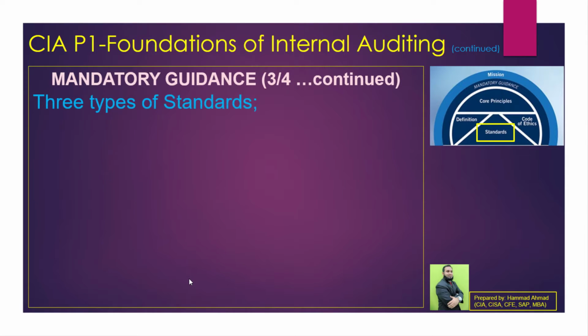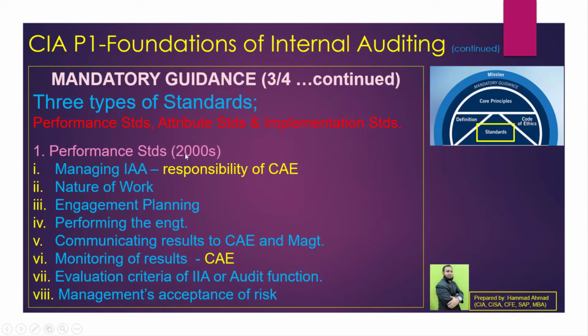The next thing is related to ISPP standards. The framework. There are 3 types of standards. The first one is performance standards. The second one is attribute standards and the third is implementation standards. All the performance standards have numbers starting from 2000. The performance standards deal with managing the internal audit activity, which is ultimately the responsibility of the Chief Audit Executive. And who is the Chief Audit Executive? The Chief Audit Executive is the ambassador or the representative of the Audit Committee.